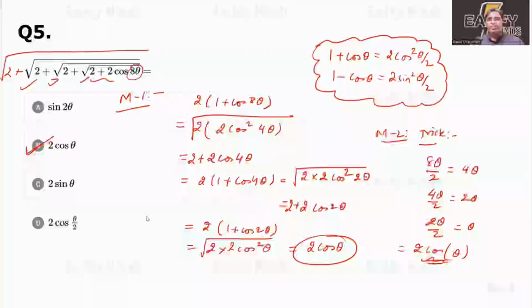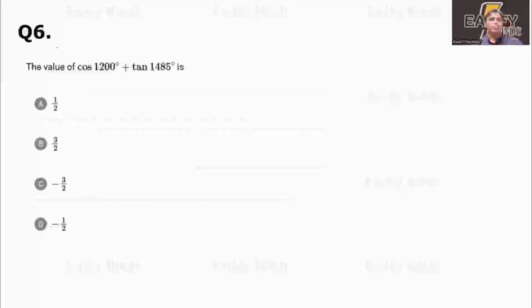So with that, we have completed 5 questions. Now let's move to the next one. Sixth one, tell me the answer. Quadrant formula, quadrant angle concept: cos 1200 degree plus tan 1485 degree. Which option is correct?